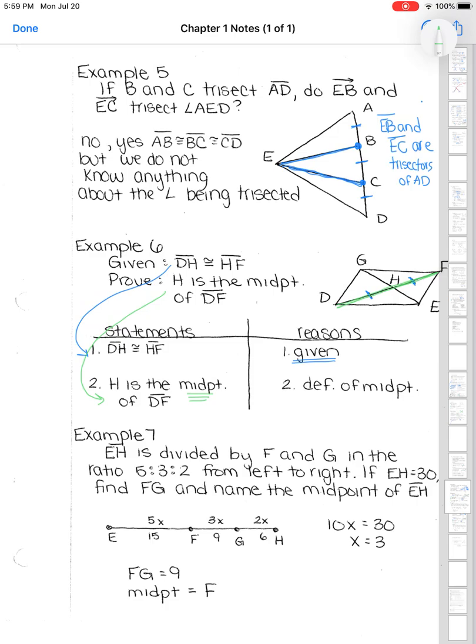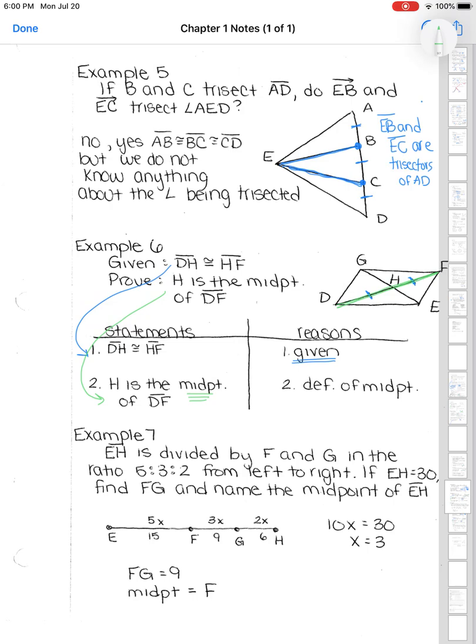So this is just a two-liner. And the reason we're saying it, a lot of times in the statement, there's a hint at the vocabulary word. So it's talking about a midpoint. Therefore, the reason we are going to use for number 2 is definition of midpoint, which says that if you have a point in a segment that cuts something in half, then it is a midpoint.